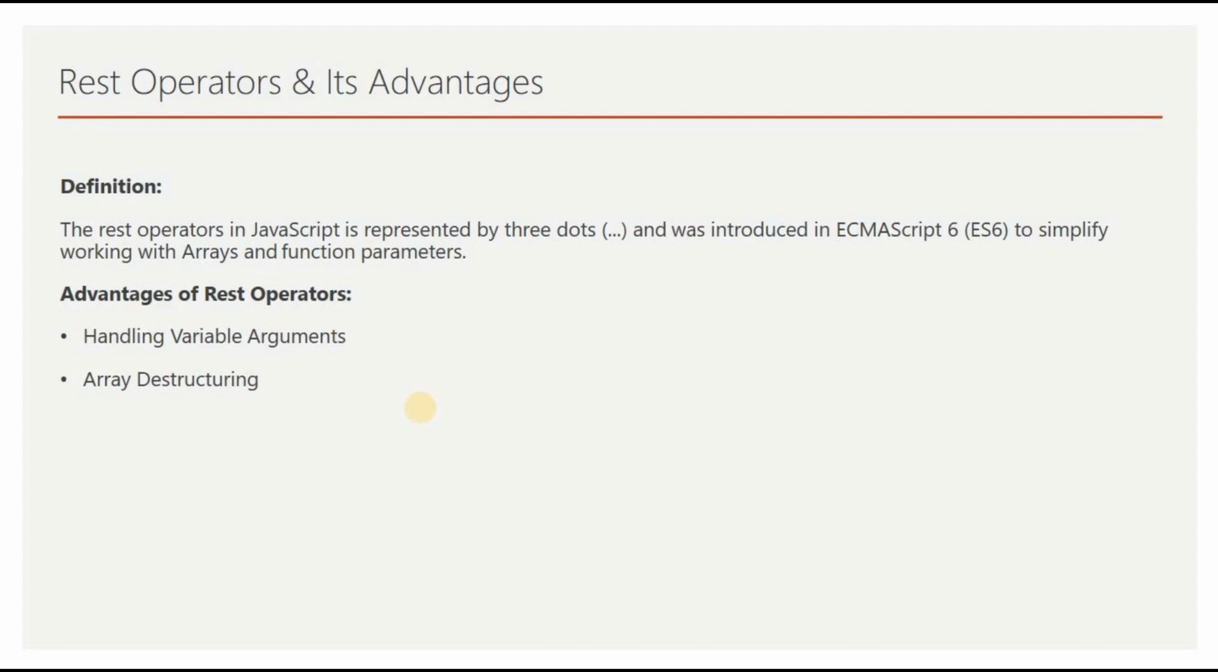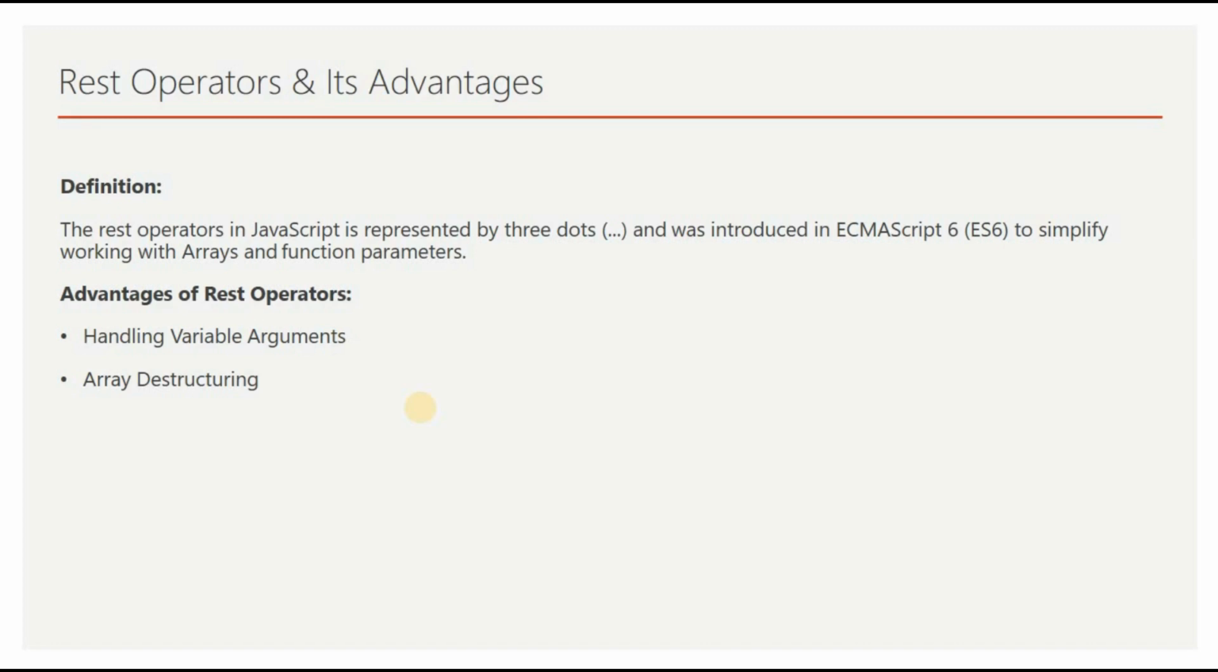Next, we have the REST operator and its advantages. The REST operator in JavaScript is represented by three dots and was introduced in ES6 to simplify working with arrays and function parameters. It has several advantages, like handling variable arguments. The REST operator allows a function to accept a variable number of arguments, making it flexible. And next is array destructuring. The REST parameter can be used in array destructuring to capture the remaining elements into a new array. So we'll see both advantages by example.